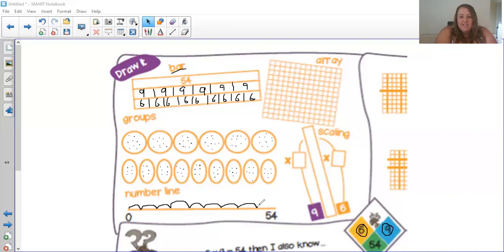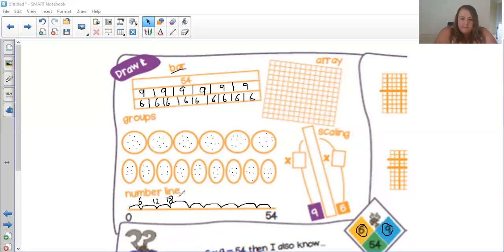1, 2, 3, 4, 5, 6, 7, 8, 9. They're fairly even, I'm happy with that. 9 jumps, and I'm counting in 6s each time, but on my number line, they're going to add up. So 6 add 6 is 12 on my second one, and then 18, you can use your fingers.